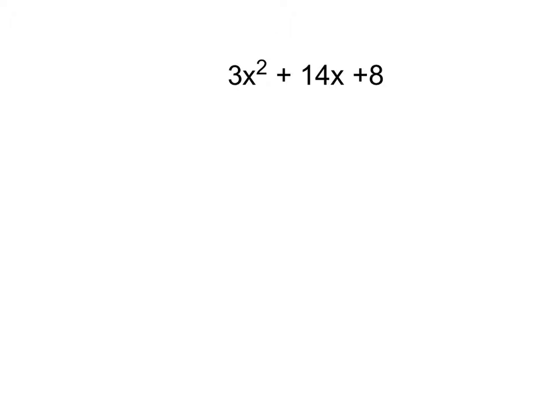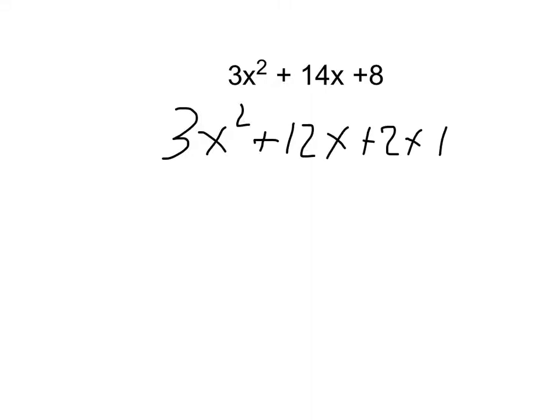So with that in mind, I can now start to rewrite my polynomial. And I'll rewrite that as 3x squared, and I'll replace the middle term with those numbers that I found. 12x and 2x. Note 12x plus 2x is still 14x. I haven't changed the value, I've just changed how it looks. But now I can look at these first two terms. These have a greatest common factor of 3x.